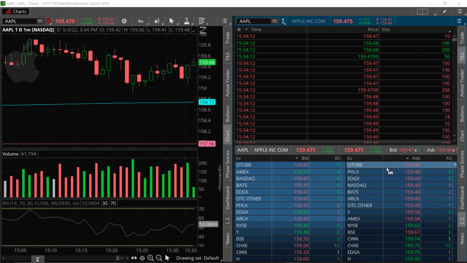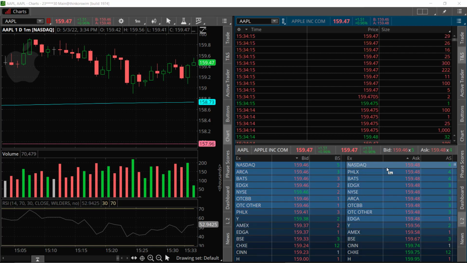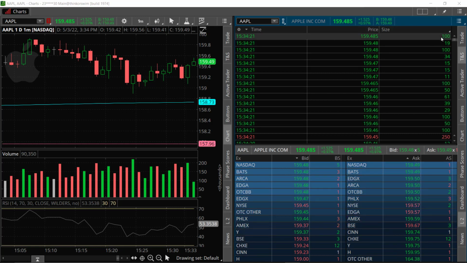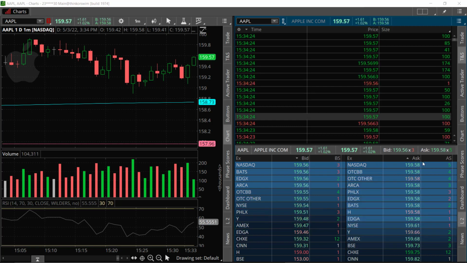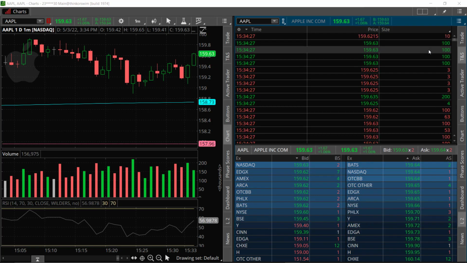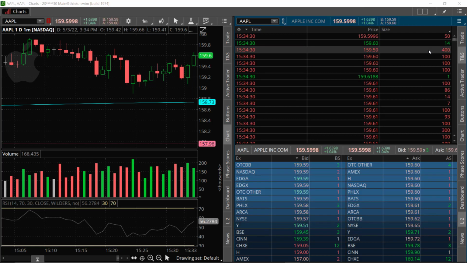On the short term, you want to see a lot of size, high size orders. You see the size here on the right side next to price. You want to see high size in an aggressive way in the direction you want the stock to move. And if you don't, that could be an indicator we're going to go the other direction, right?